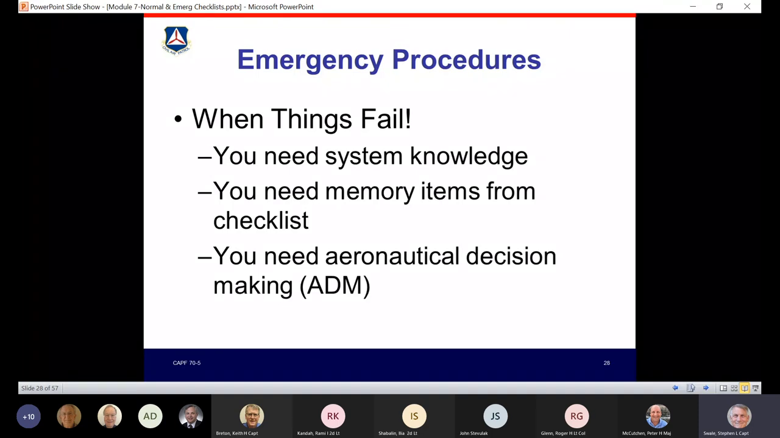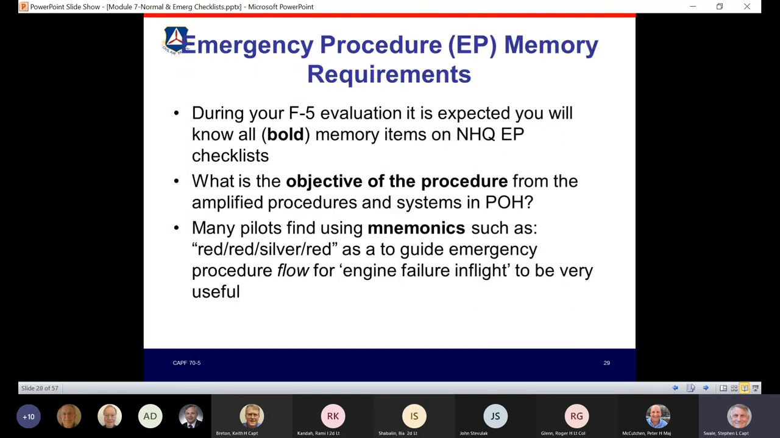And I think that's why CAP puts the emphasis on system knowledge, like everybody in aviation does, and then wants everyone to memorize those bold items in the NHQ checklist and otherwise identified in other manufacturers' checklists, et cetera. So here's the things that you'll need to think about when you're preparing for your orientation flights and when you're doing your Form 5. It's good to know the bold items.